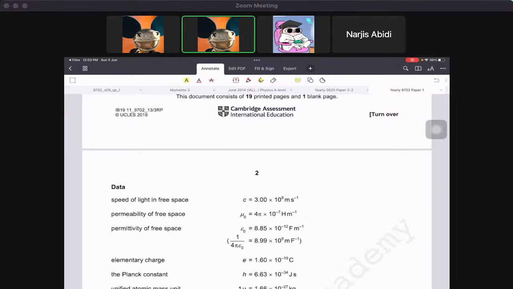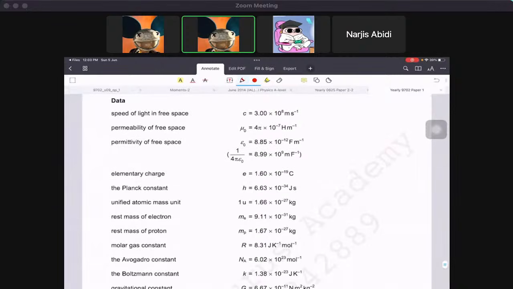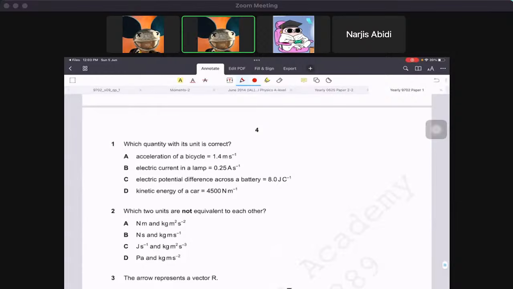All right. Now, for the very first question, let's go to one. Let me double check whether the sound is working. Okay, it's working. Which quantity with its unit is correct? Acceleration is not correct. Current ampere is not correct. Then electric potential is joules per coulomb. That is correct.